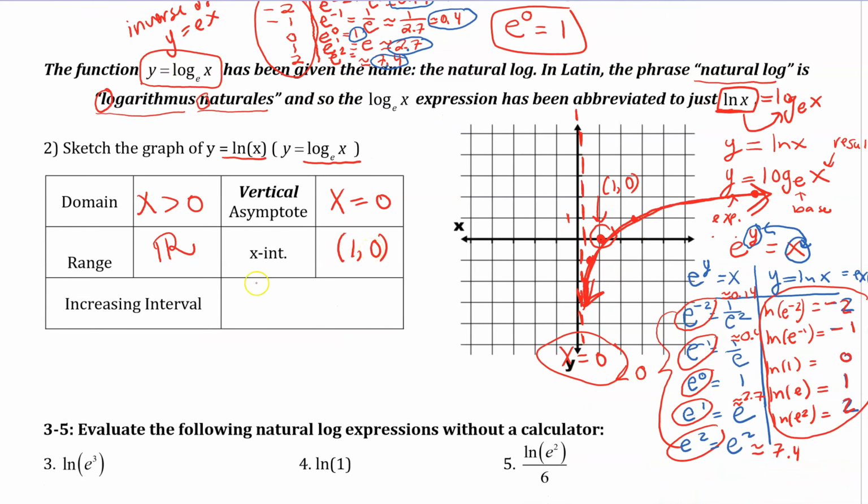This function is increasing over its whole domain, but notice its domain doesn't even begin until after 0, not even including 0, which is why I have a parenthesis here. So from 0 to positive infinity, because the function moves to the right toward positive infinity, on that interval we would say that this function is increasing. And again, that's because its base of e, which is about 2.7, is greater than 1.